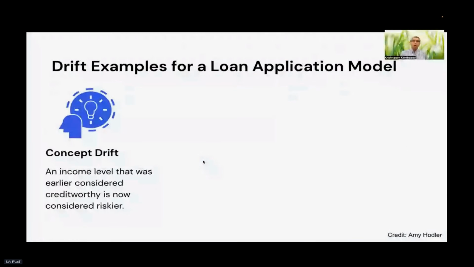Let's make this concrete using a loan application model. Here, let's look at when concept drift can occur. Consider a setting where the income level that was considered creditworthy earlier may be now considered riskier. So this can happen in the case of macroeconomic factors, which may cause lending to be riskier than before. And as a result, there may be a higher standard for deciding whose loan application should be approved and whose should be rejected.